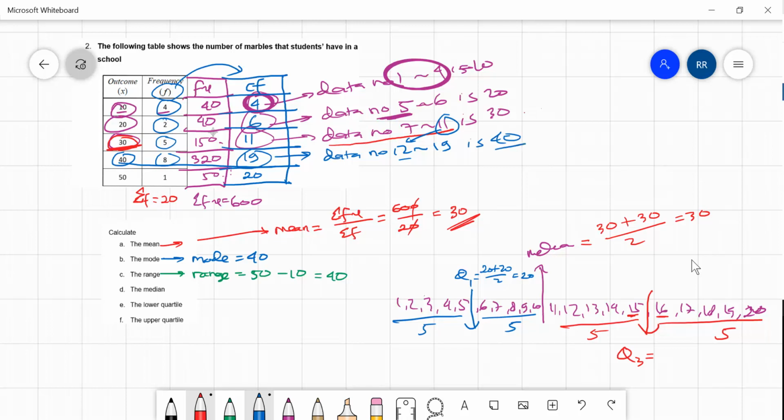So I can find the value of the upper quartile, which is adding those two numbers, right? So 40 plus 40, because data number 15 is 40, data number 16 is also 40, and then divided by 2, that equals 40, right? So this is the value of the third quartile.